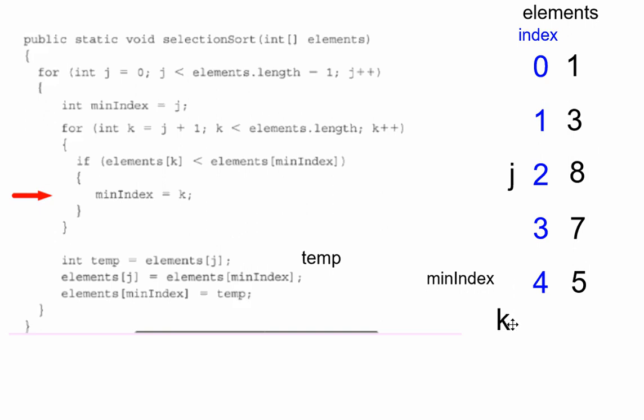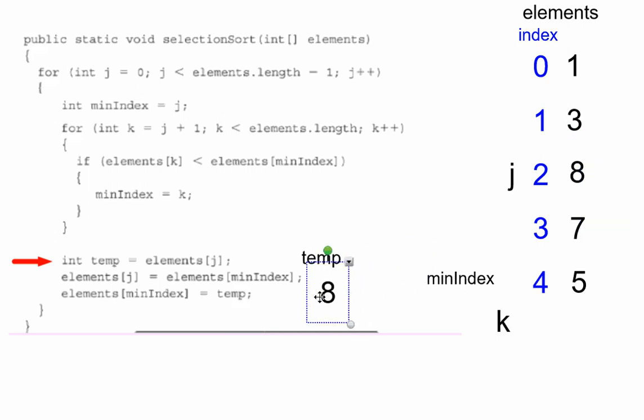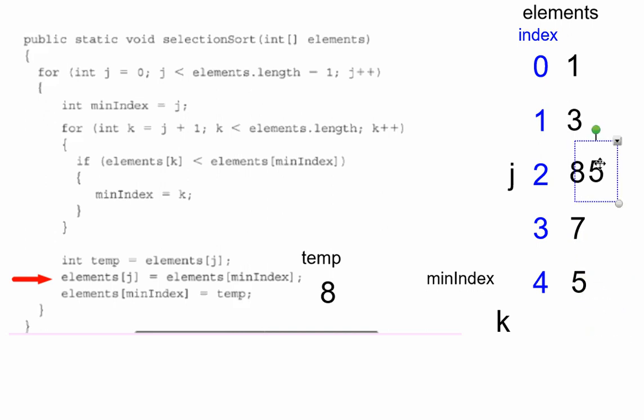K goes up again. We're off the edge of this, and so we come down here, and our temp is the one at J, so we'll clone that and bring that over here. And then in position J, we're going to take the one at min index. So we'll clone that one, bring it up here. We'll delete that 8. There we go. And then in min index, we're going to put the one at temp. So that comes over here. Delete that. And there we go.